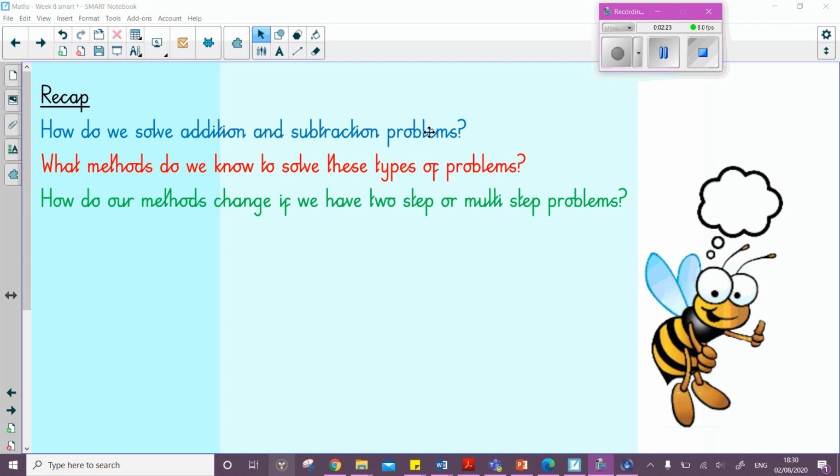Sometimes you can make a few mistakes. And the methods that we know are the written column addition and obviously the written column subtraction and being able to exchange when we are subtracting.